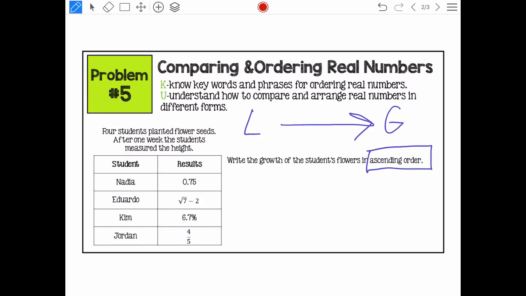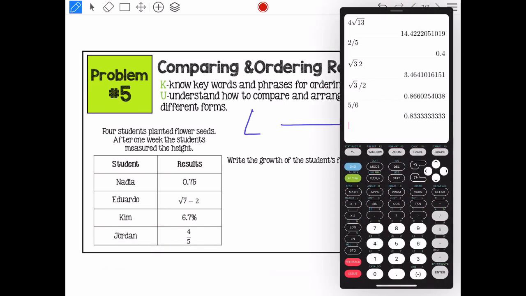Again, all our numbers are in mixed forms, so we need to take a minute to write them in the same format. So again, you should have used your calculator to do so. 75 hundredths is already in decimal form. The square root of 7 minus 2. So you should have put that in your calculator, the square root of 7 minus 2. And we got 0.65, I'm going to round that to 65 hundredths. 6 7/10%. Again, there is a decimal there, but that percentage sign makes it a percent, not a true decimal.